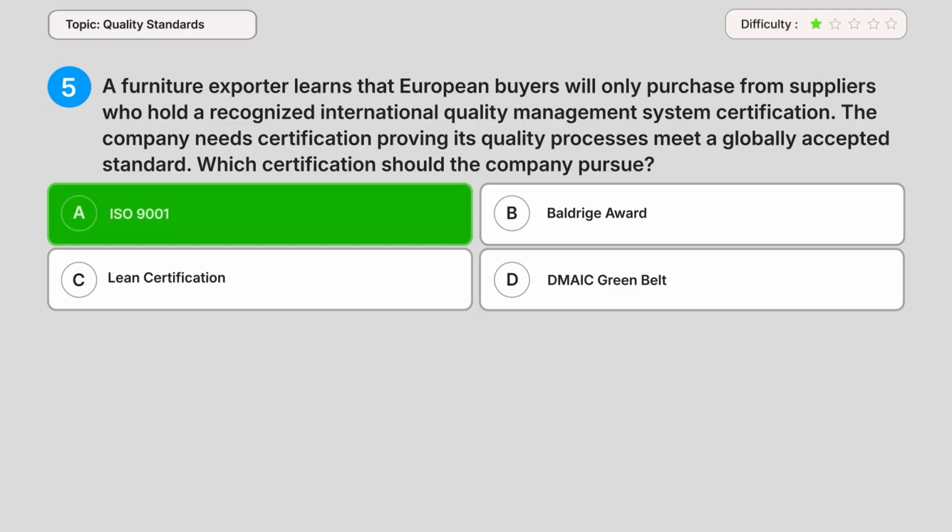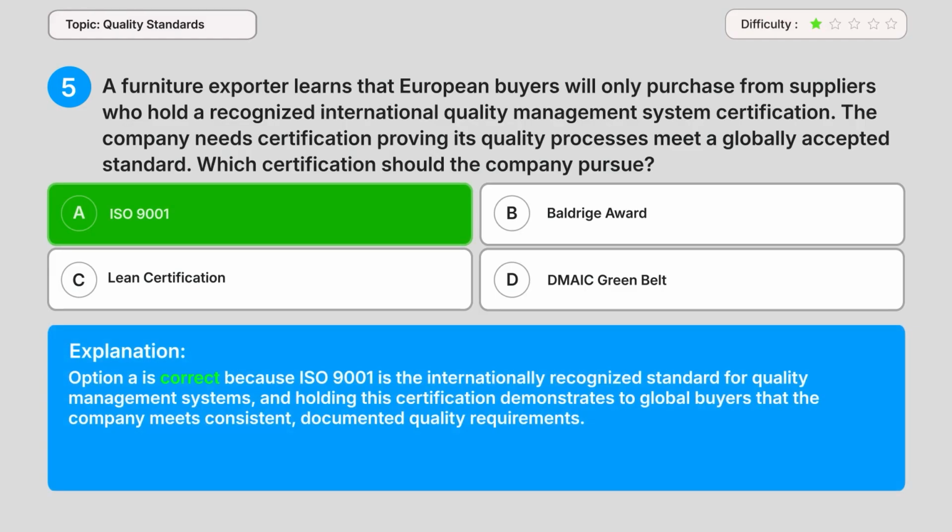Correct answer, A. ISO 9001. Explanation: option A is correct because ISO 9001 is the internationally recognized standard for quality management systems, and holding this certification demonstrates to global buyers that the company meets consistent, documented quality requirements.